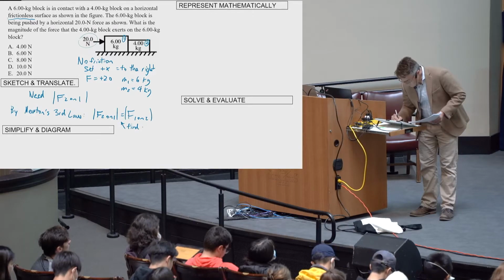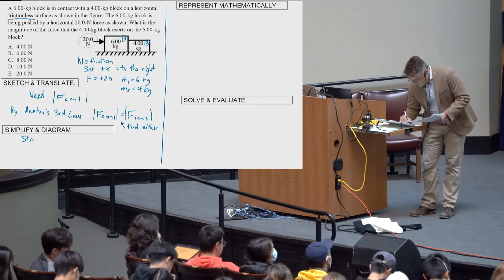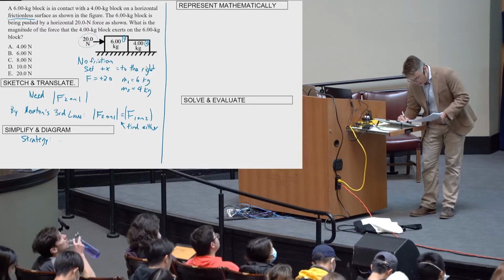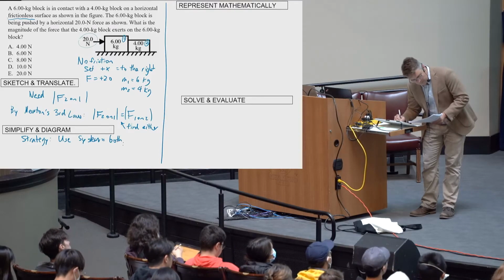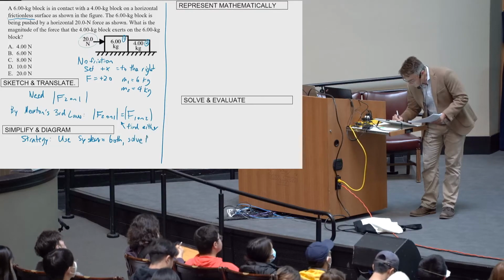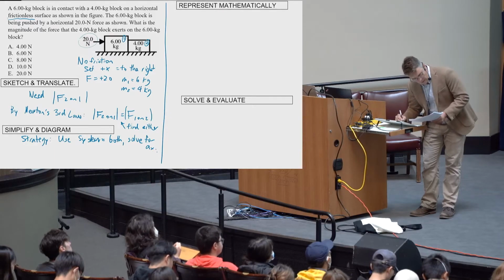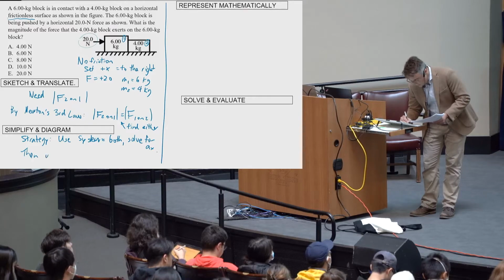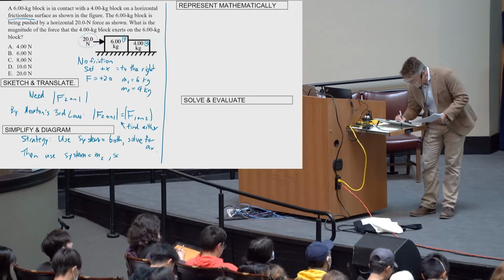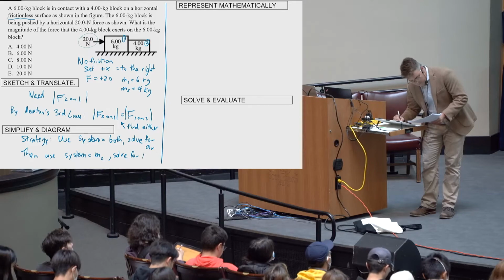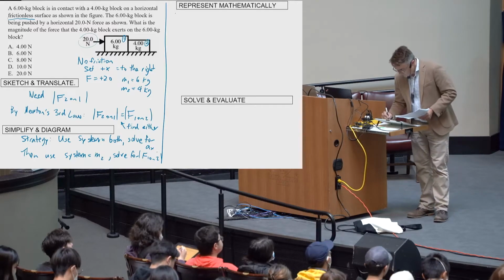Find either one, and you're done. So, strategy. What I'm going to do is use, first of all, the system is equal to both, and solve for acceleration, a sub x, I guess. And then use the system is equal to m2 and solve for the force on that, F1 on 2. So that's my strategy.